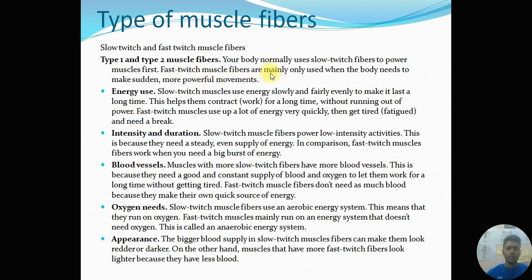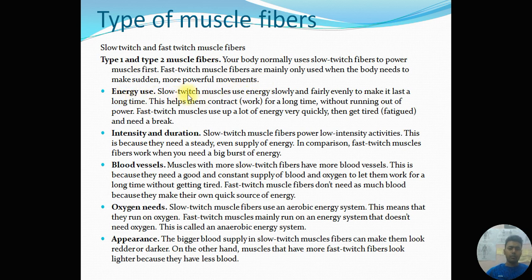Fast twitch muscle fibers are mainly used only when the body needs to make sudden or more powerful movements. So on this one, you can get a sort of idea that we always use slow twitch muscle fibers for small movements. Okay, when the body needs massive energy, massive force, then the fast twitch muscle fibers come into action.